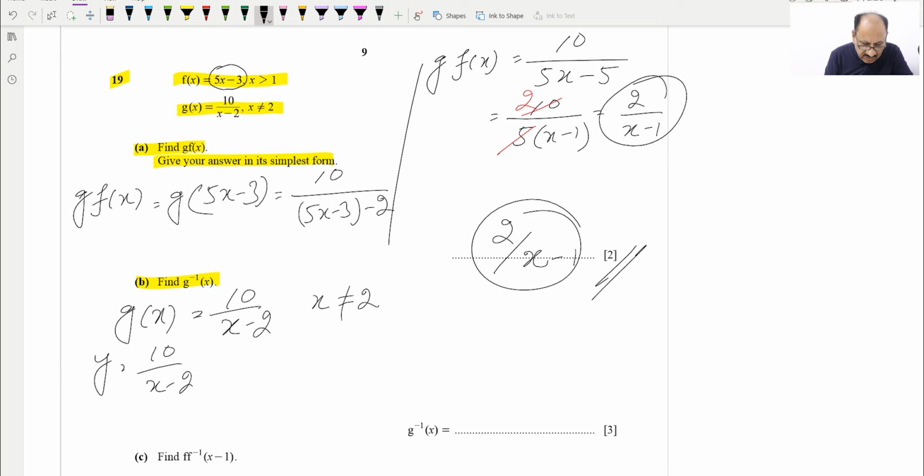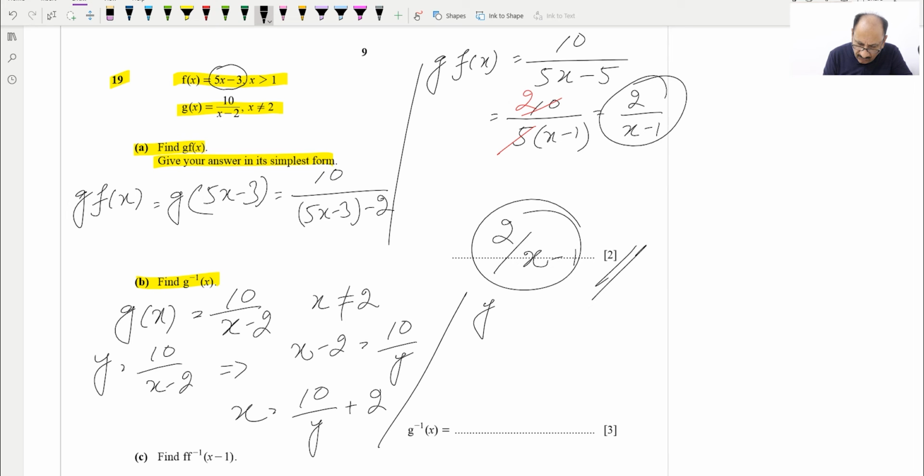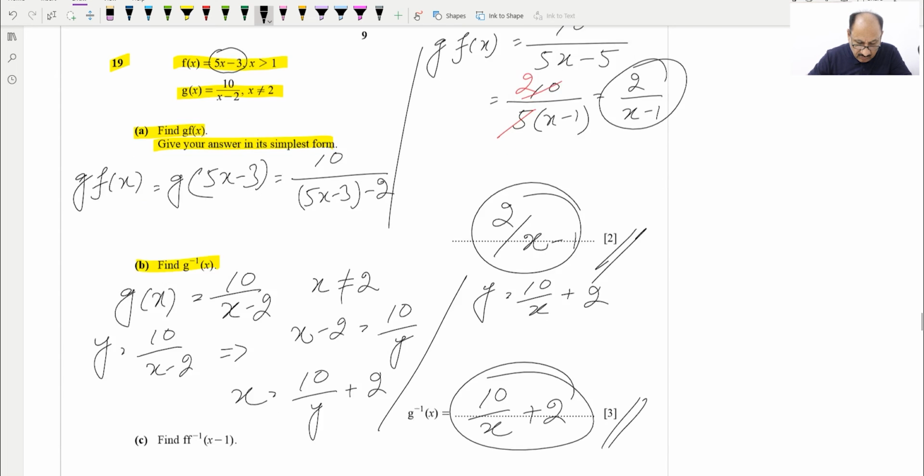We need to make x the subject, so this implies x minus 2 is equal to 10 over y, and this implies x is equal to 10 over y plus 2. Now we just need to swap x and y. So y is equal to 10 over x plus 2, so g inverse of x will be 10 over x plus 2, and this was 3 marks, a very easy question.